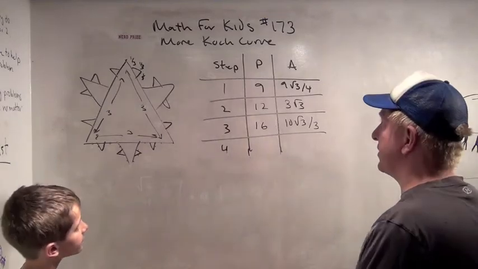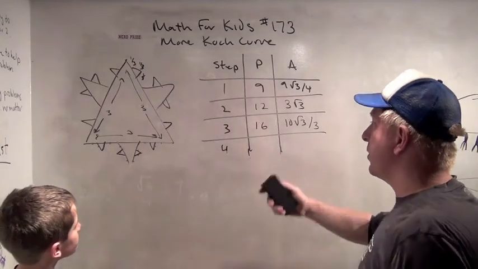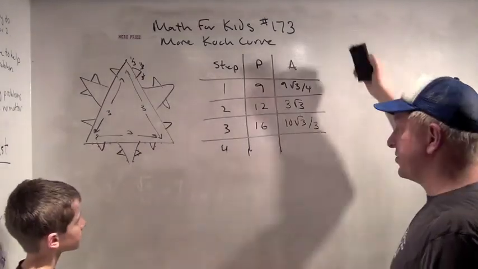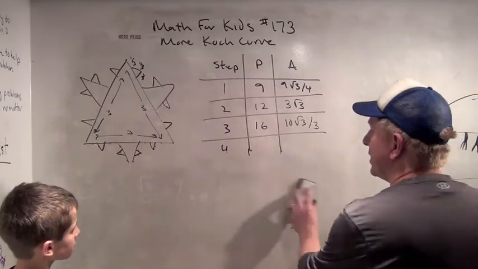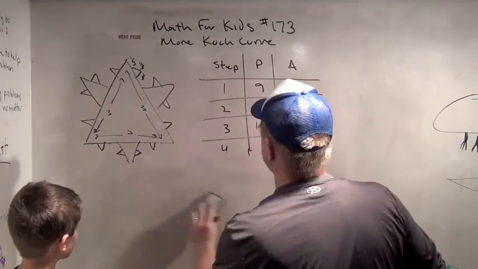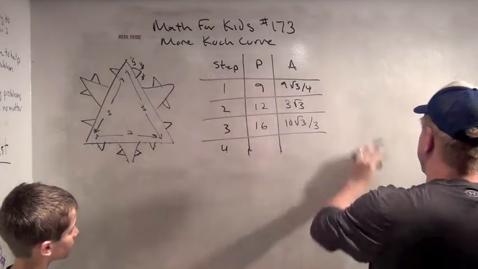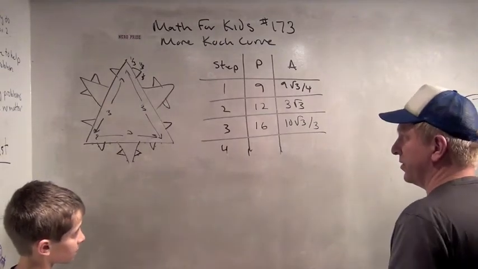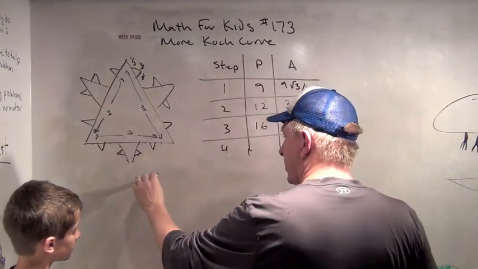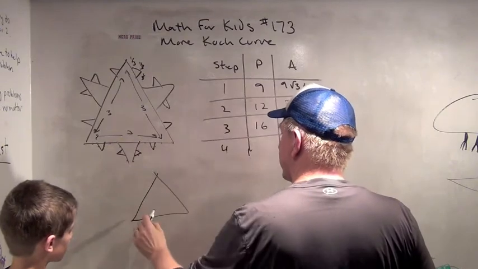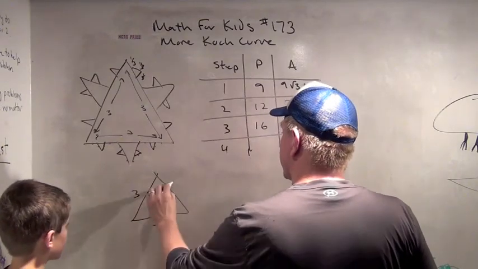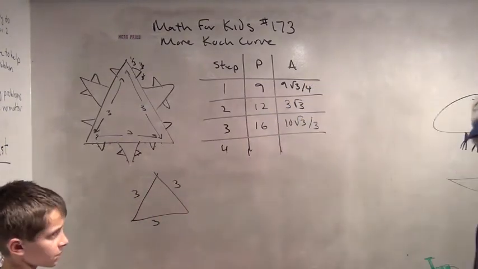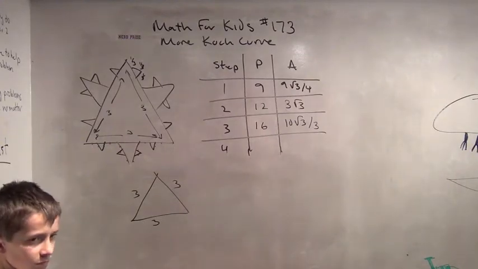MathForKids number 173. So what we're going to do on MathForKids 173 is just review what we did on MathForKids 172 yesterday with the Koch curve, and then hopefully next week we'll fill in a little bit more on the chart. So with our Koch curve, what we started out with was an equilateral triangle whose side length is 3.